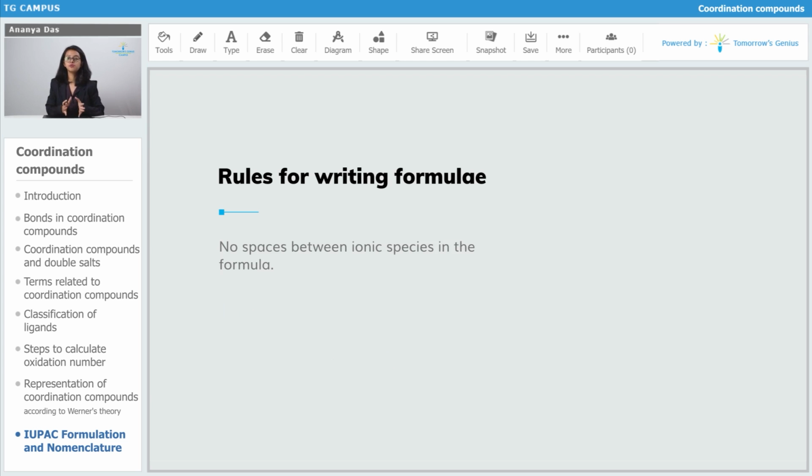There have to be no spaces at all in the ionic species in the formula. If you write Co, then you give this much space, write NH3 5, then you give this much space and write Cl, and then write 3 positive, this is wrong. There has to be no space at all between all the species present within your coordination sphere, and even the species present outside your coordination sphere. You cannot write Cl here. The Cl has to be present close to the bracket.